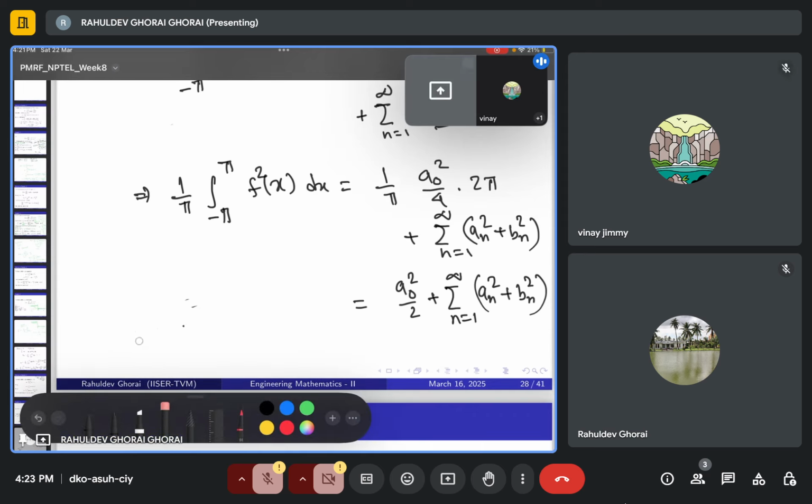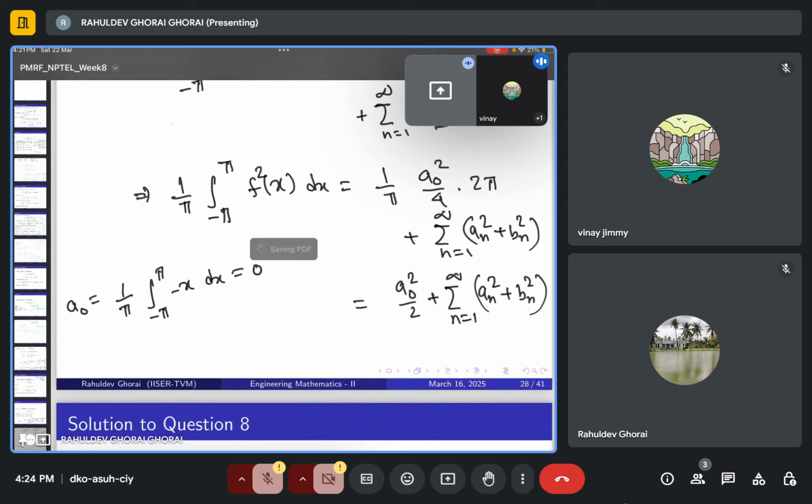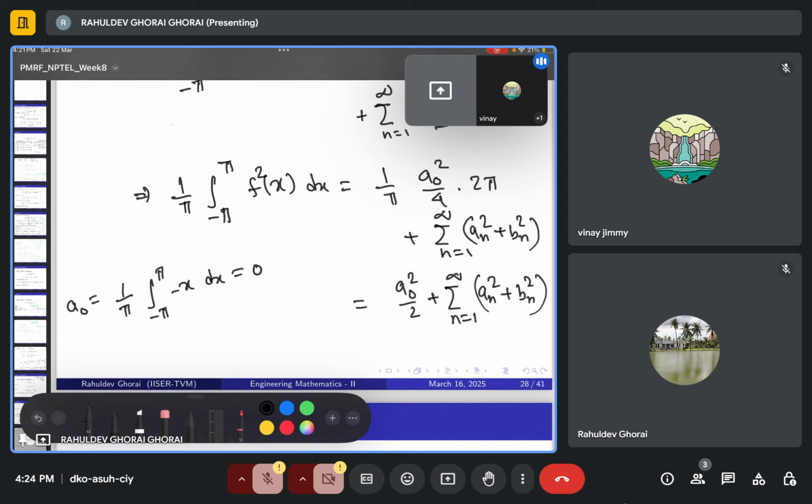What you did, tell me, you can learn it better. So a naught is 1 over pi, integral from minus pi to pi of minus x dx, right? That's all. Am I correct? Yes sir. Then what will happen? It will be 0, right? It's an odd function and it is between minus pi to pi. So minus a to a, any odd function, that will be 0.